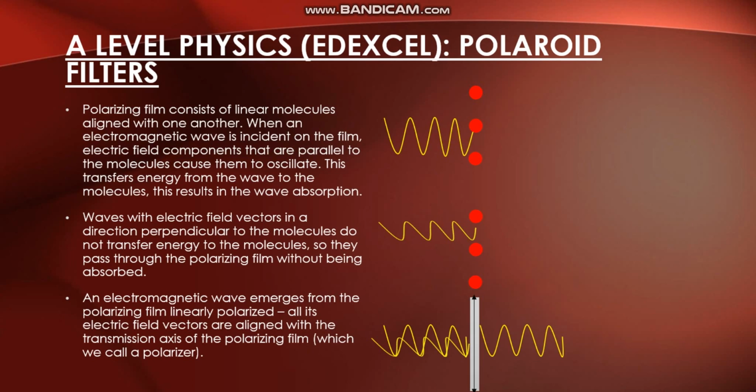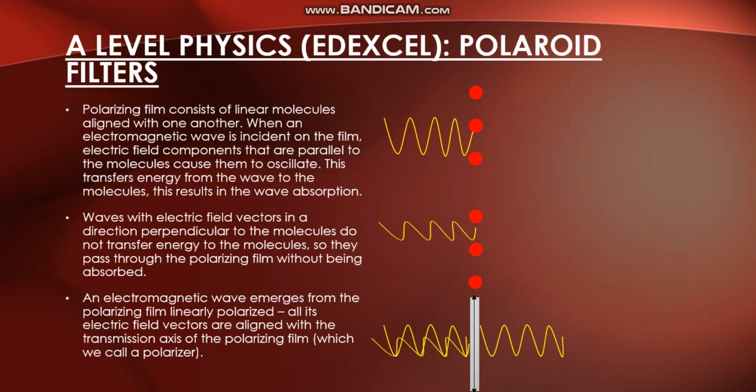Now, taking a look at a Polaroid sheet on a molecular level, we know that it consists of molecules that are aligned next to each other. So, taking a look at the first diagram, we have a following wave oscillating along the y-axis with its electric field, which is parallel to these molecules. And as the wave interacts with these molecules, the energy is transferred from the wave and is absorbed by the molecules. Therefore, no wave is able to actually pass through.